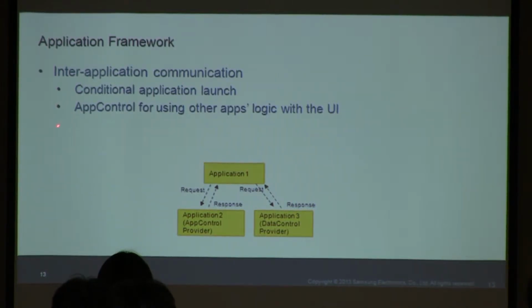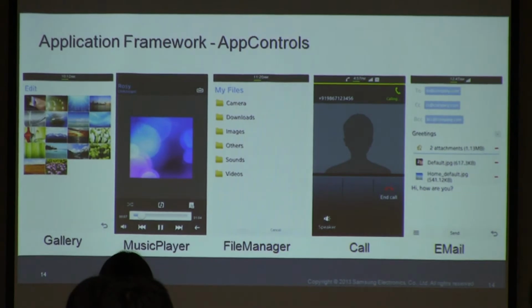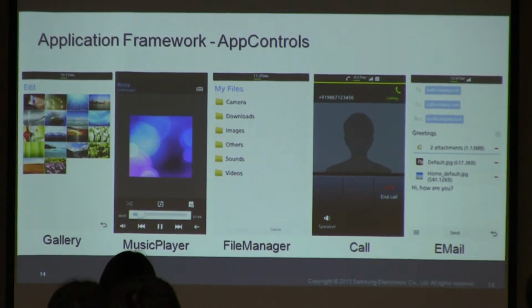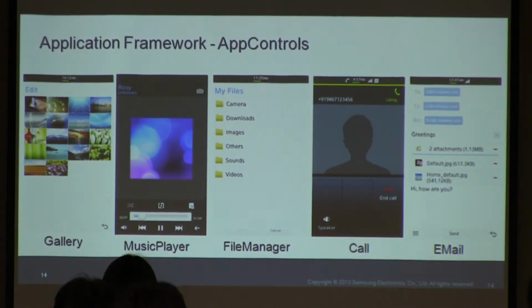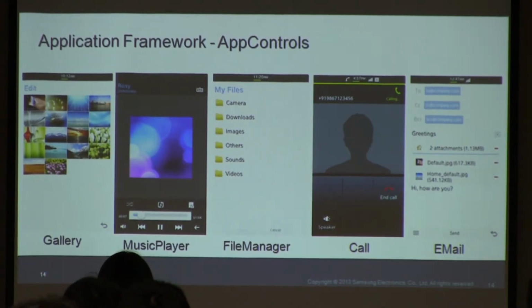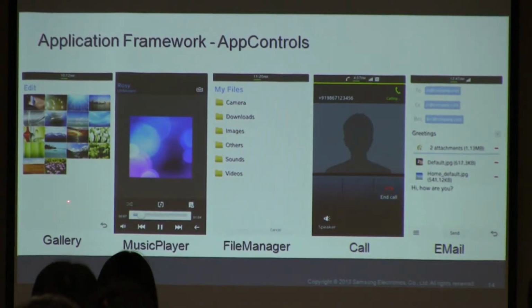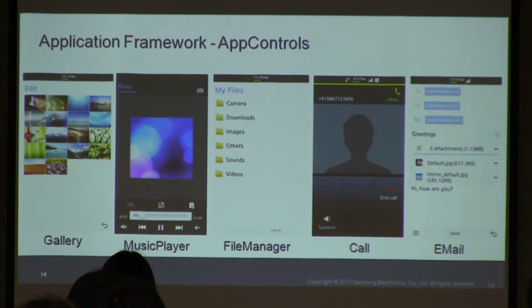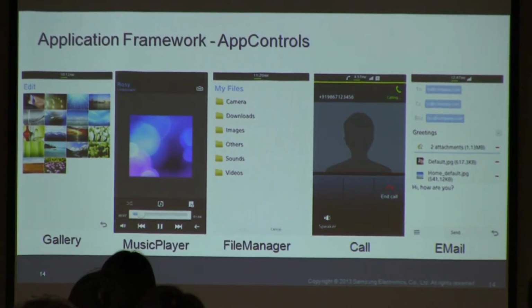And also we are providing application app control. Maybe you are interested in it. App control is these kinds of things like gallery, music player, file manager, call, and email. All the many other app controls are provided. App control already exists in the Tizen platform itself. You just call it with 2 or 3 lines of code, and you can provide gallery functions from your applications. All these things are built in the application. You just call it to use it.